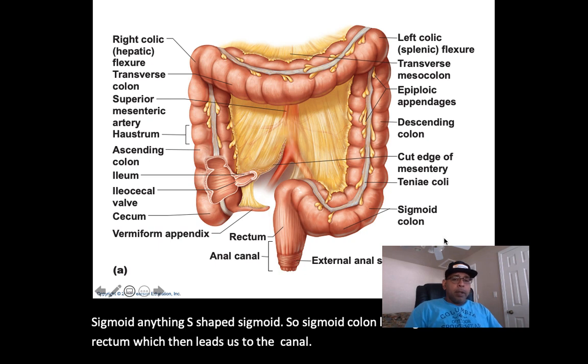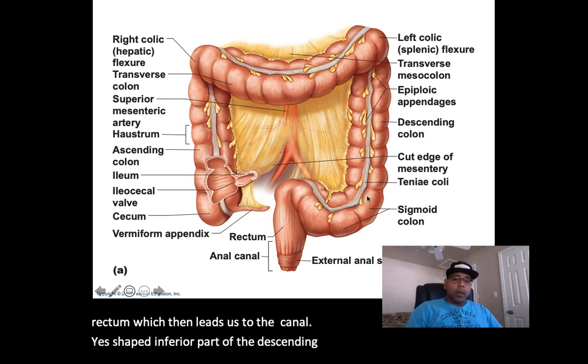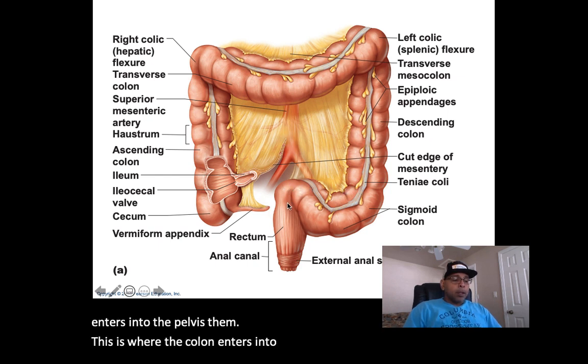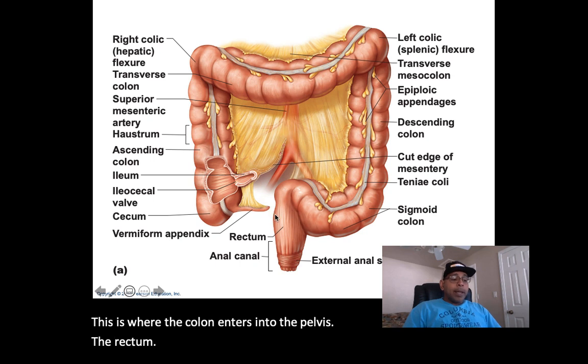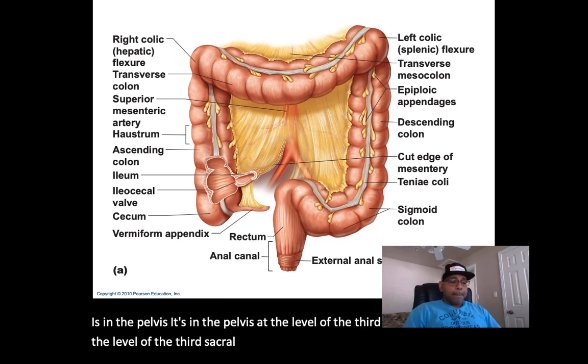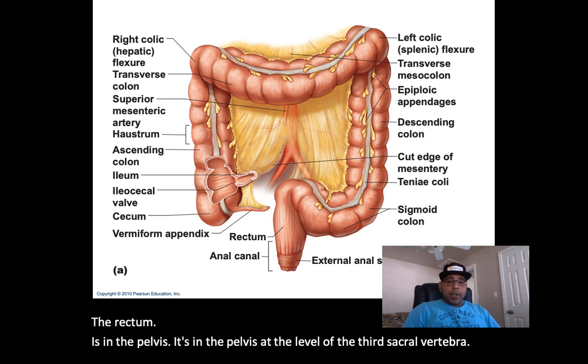S-shaped inferior part of the descending colon. This is where the colon enters into the pelvis. The rectum is in the pelvis at the level of the third sacral vertebra. Inside of there we can appreciate the rectal valves. So here then we're able to appreciate those rectal valves.